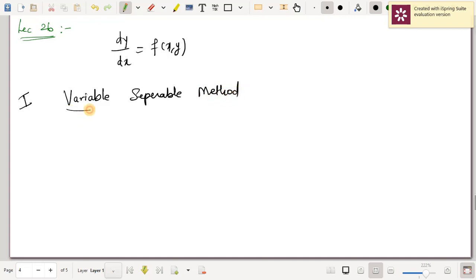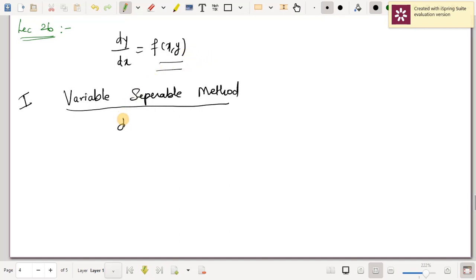As the term suggests, variable separable. If we have a differential equation in which we can separate the variables, we can solve it using this technique. Basically, what it means is that I can write this function f of x comma y as a function of x independently and a function of y independently. That means I can split it as a product of a function of x and a function of y.